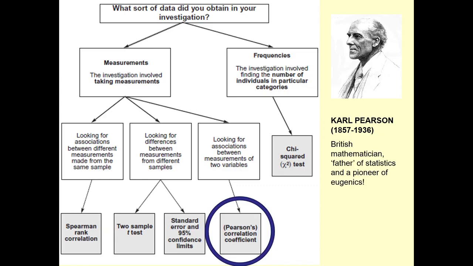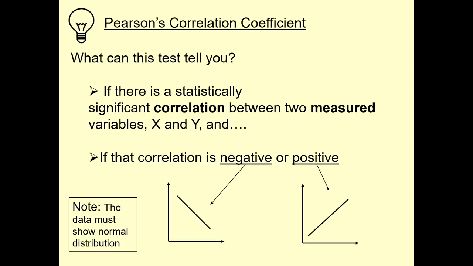So Pearson's correlation coefficient is very similar to the Spearman rank correlation, but instead of looking for associations between different measurements made from the same sample, you're going to look for associations between measurements of two variables. So it tells you if there is a significant correlation between two measured variables, for instance x and y.